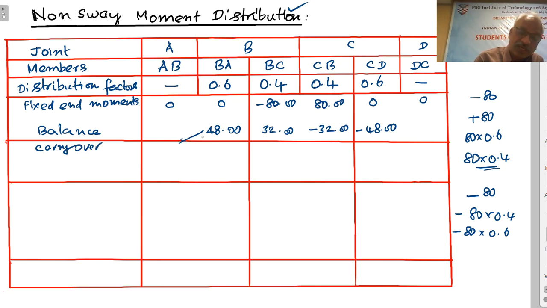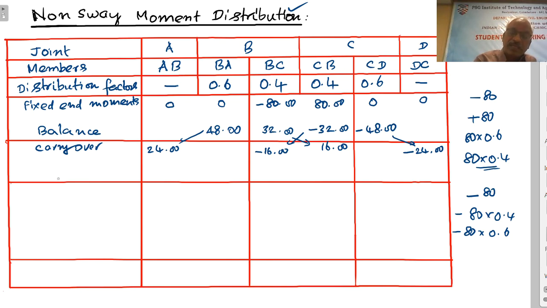Carryover from here to here, it is half the value under the same sign. So 24.00. So from here to here there will be a carryover 16.00. From here to the opposite end it is minus 16.00. And here also you can carry out because D is fixed only, minus 24.0. So half the value under the same sign to the opposite end of the same member. That we have done. That is what is called a carryover, right?